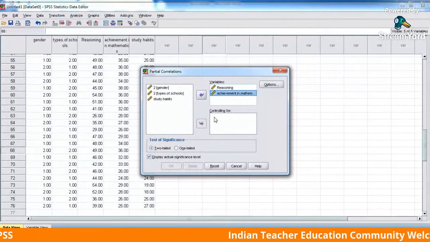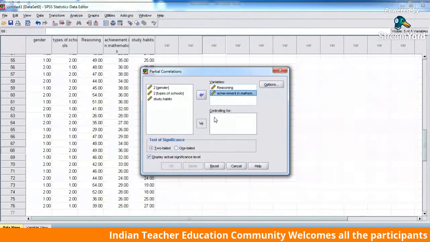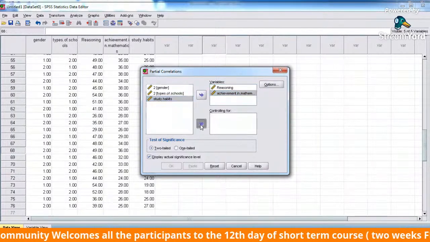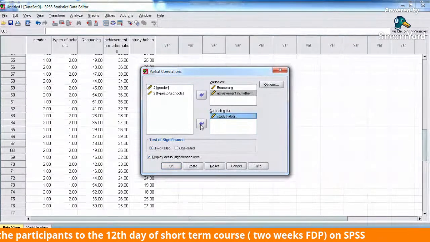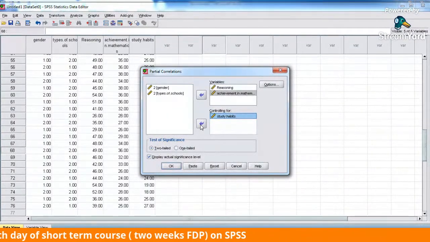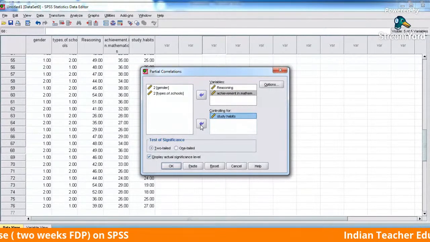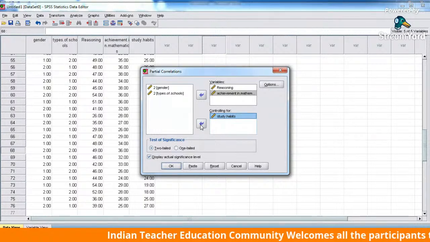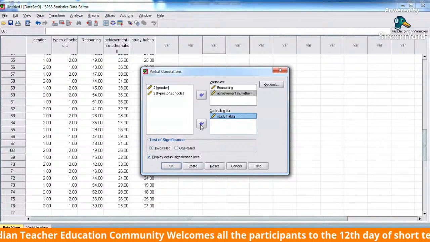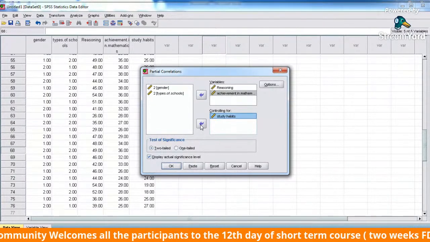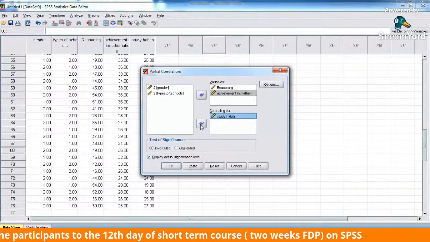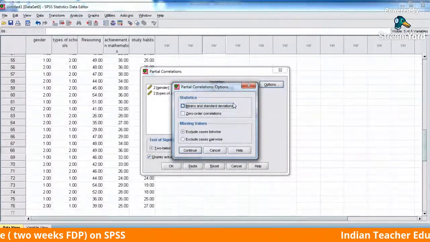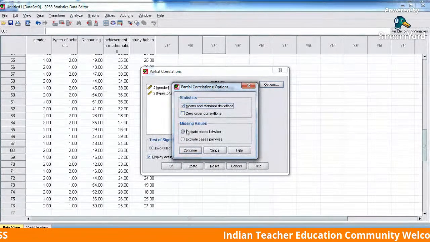So here I should bring that variable which I want to control statistically or whose effect I want to partial out. So this is how your data must be shifted in the right hand side dialog box in this particular fashion. Okay, and I'm not using gender, I'm not using types of school, because these are discontinuous variables. How to use them, we will see. Now I go to options. Do you want means and standard deviation? Yes, I can select them.